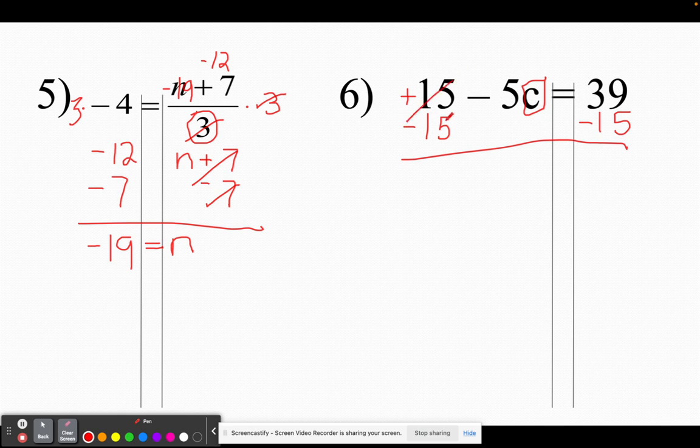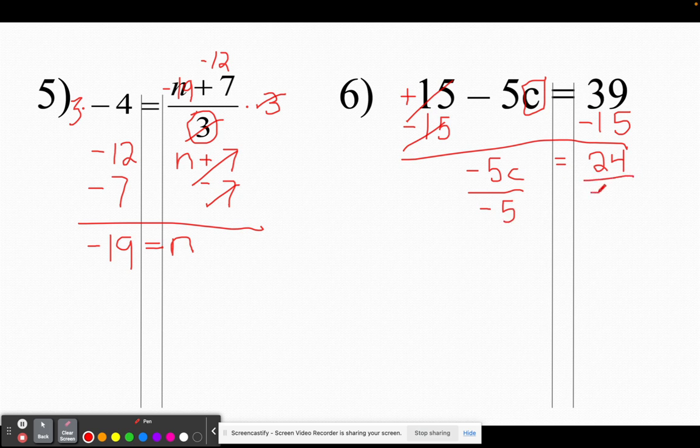This cancels out. 39 minus 15 is 24. And what is left over here? I have negative 5c. Don't lose that negative. That's where you get into trouble. So now to get rid of that negative 5, I need to divide both sides by negative 5.